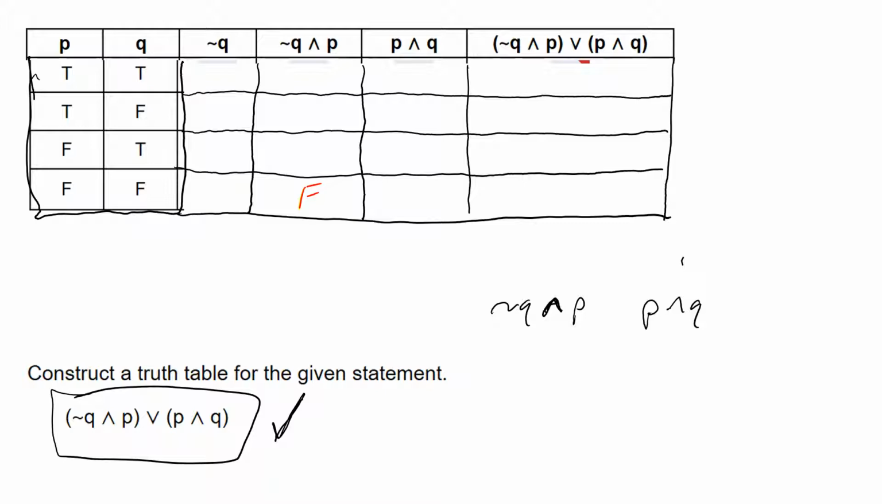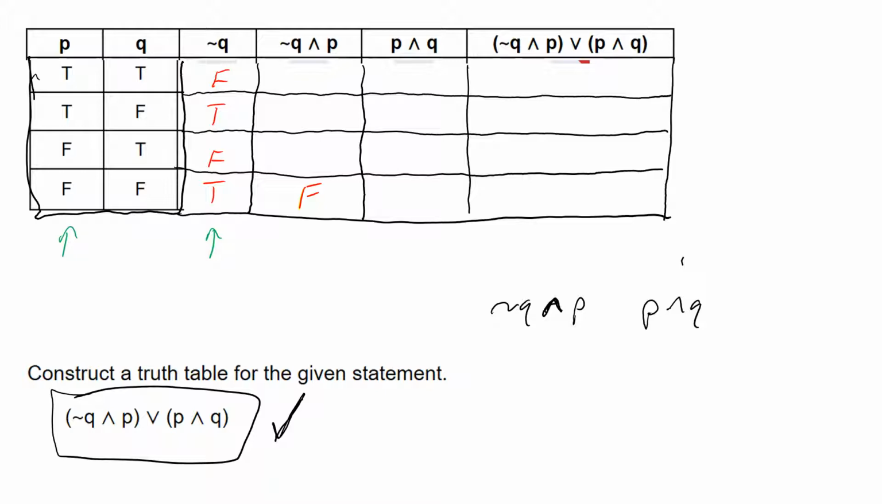Now the first column is not Q. Not Q is just going to be the opposite of Q, so that's going to be false, true, false, true. The next column is not Q and P, so to fill that column in, I should be focusing on the not Q column and the P column. And is true when both of the statements are true.